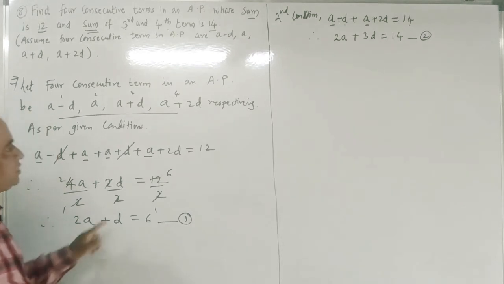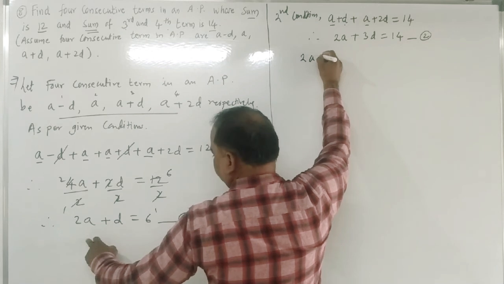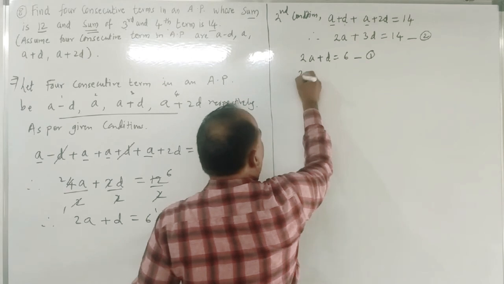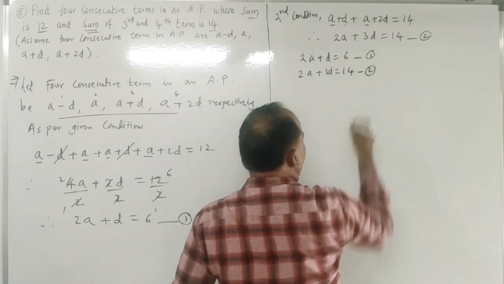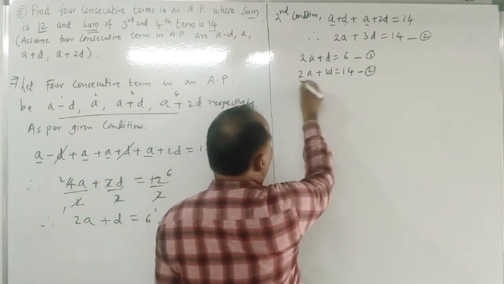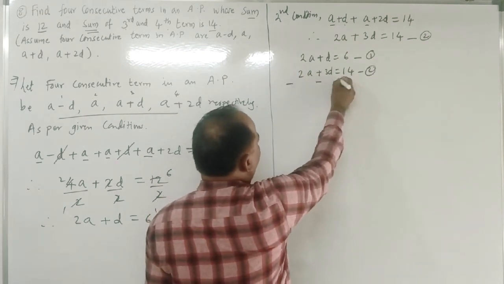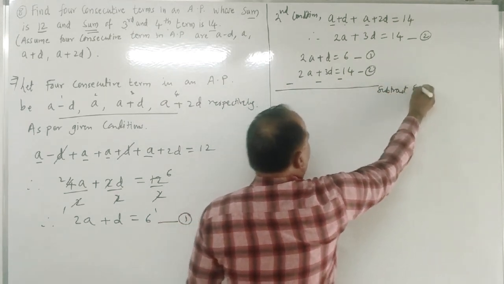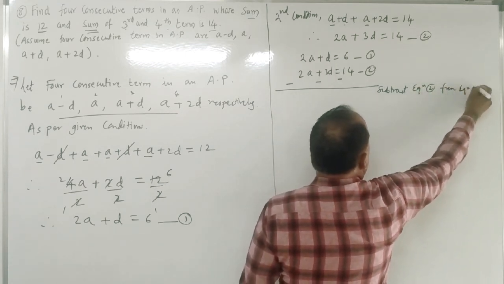Now we'll take these two equations together, simultaneous equations in two variables. So 2A plus D is equal to 6 and 2A plus 3D is equal to 14, equation number 2. These are two simultaneous equations in two variables. So we'll solve them. So subtract here 2A, so we can easily cancel. So subtracting equation second from equation 1.